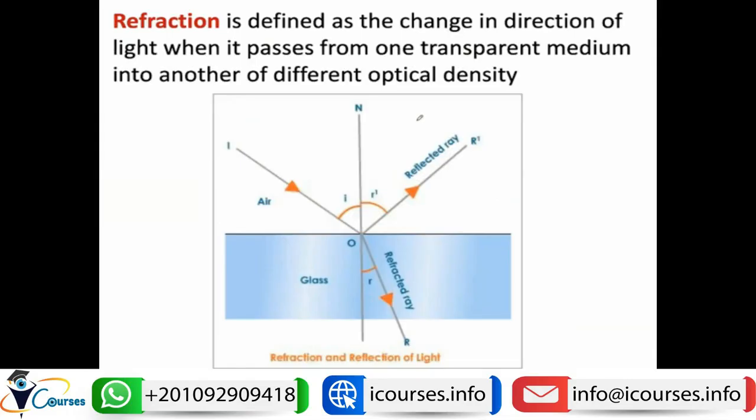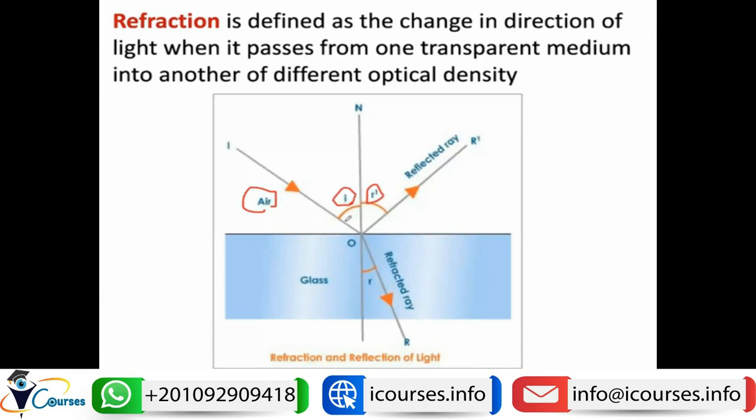Scientifically speaking, refraction is the change in direction of light when it passes from one transparent medium to another of different optical density. If we have a light ray like this incident ray passing from air to glass, some light rays will be reflected, following the law of reflection, in which the angle of incidence equals the angle of reflection.